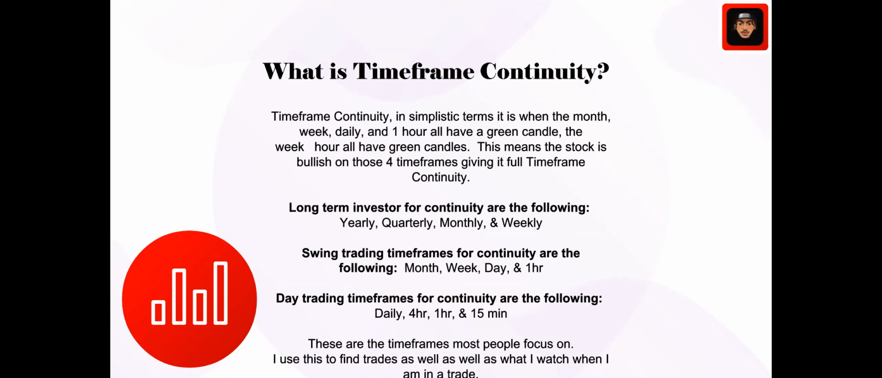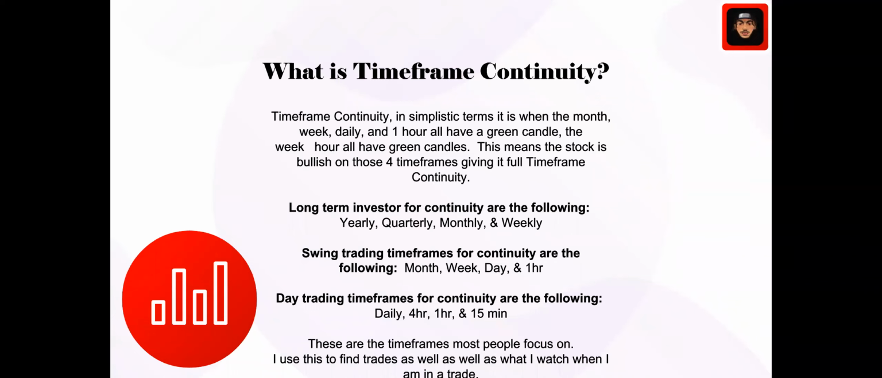Your day trading time frame continuity, and this is why we say 4 hour flip, 1 hour flip and stuff like that, is your daily, 4 hour, hour, and 15 minute. Now, with the day trading time frame continuity, because the 4 hour doesn't change until halfway through the trading day, some people swap out the daily and go 4 hour, hour, 30 minute, and 15 minute, because some people put that 30 minute time frame in there.